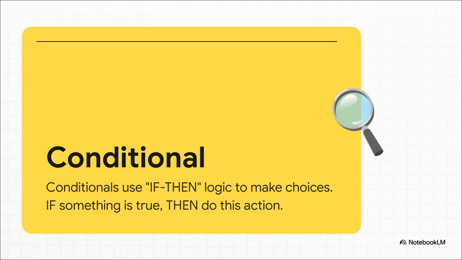If it's raining, then I'll grab an umbrella. If I'm hungry, then I'll get a snack. Code uses this exact same if-then way of thinking to make choices. It just checks if something is true, and if it is, it does a specific action.